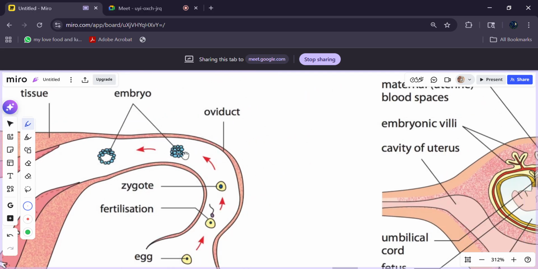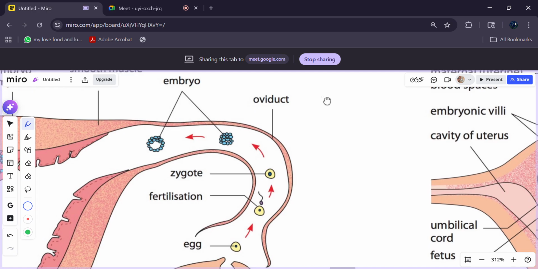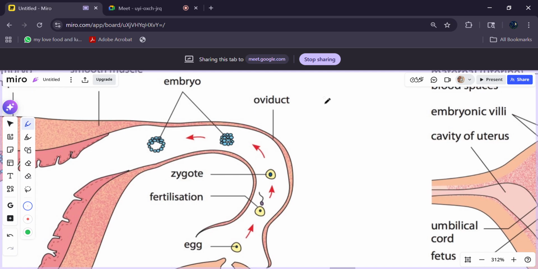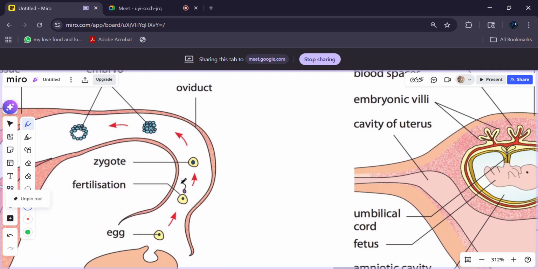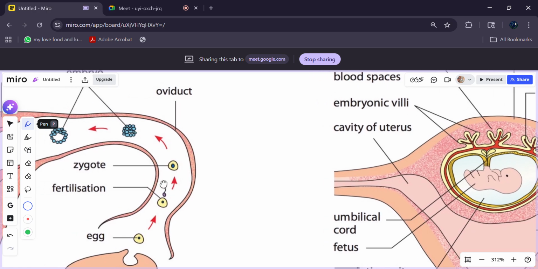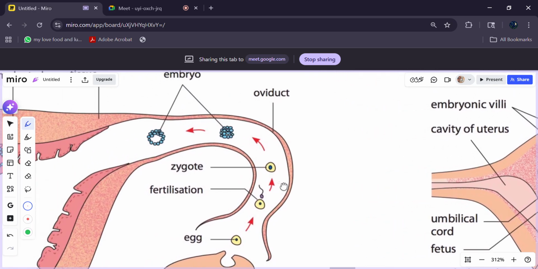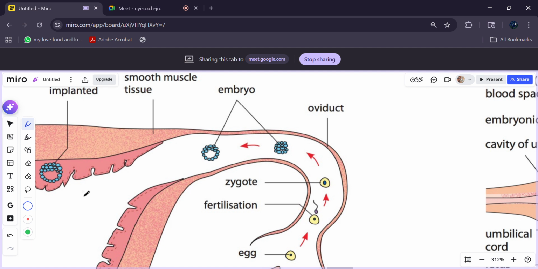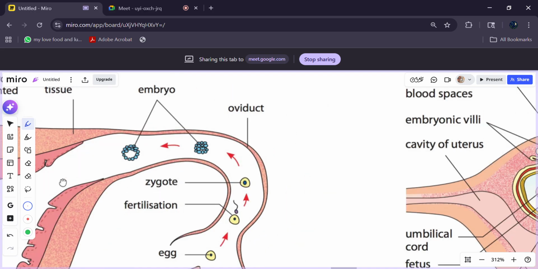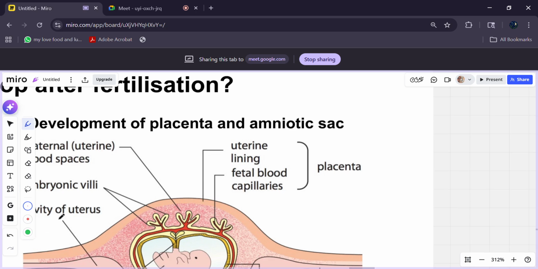You will learn about mitosis in chapter 18, which is our next video. Now, it takes about 5 days for the embryo to reach the uterus, and the embryo may float freely in the uterus for about 2 days. Eventually, the embryo sinks in and becomes embedded into the uterine lining, and this is called implantation. Implantation usually occurs about 7 days after fertilization.